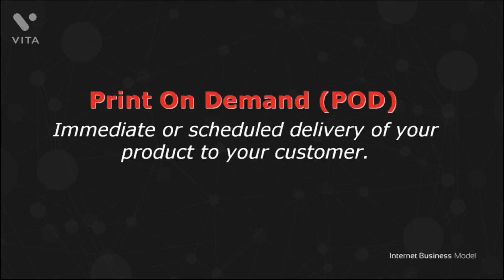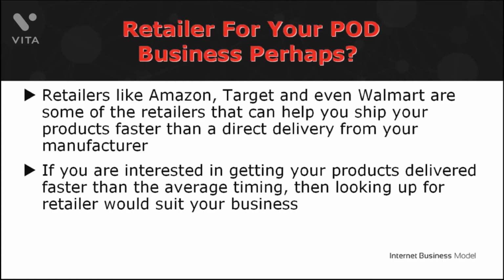An on-demand delivery is the immediate or scheduled delivery of your product to your customer. It's initiated immediately right after they make their order. Many of the largest retailers in the world have taken note of the POD business and realize they can assist in getting products to customers quicker. Retailers like Amazon, Target, and even Walmart can help you ship your products faster than a direct delivery from your manufacturer. If you're interested in getting your products delivered faster, then looking for a retailer would suit your business.